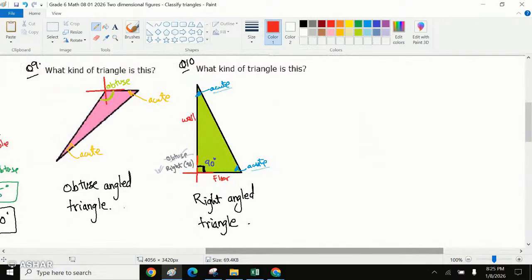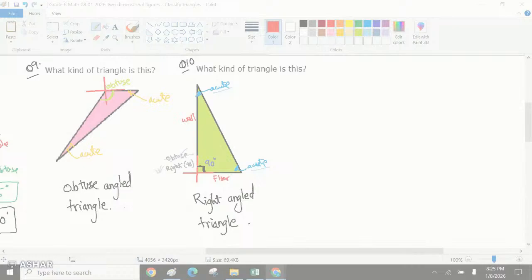So we are also considering a right angle triangle. So we have three options. Acute: all three angles are acute. Obtuse: two are acute, one is obtuse. And right angle: two are acute, one is a right angle, 90 degrees. So we need to consider 90 as well. Okay, moving ahead with the next question.